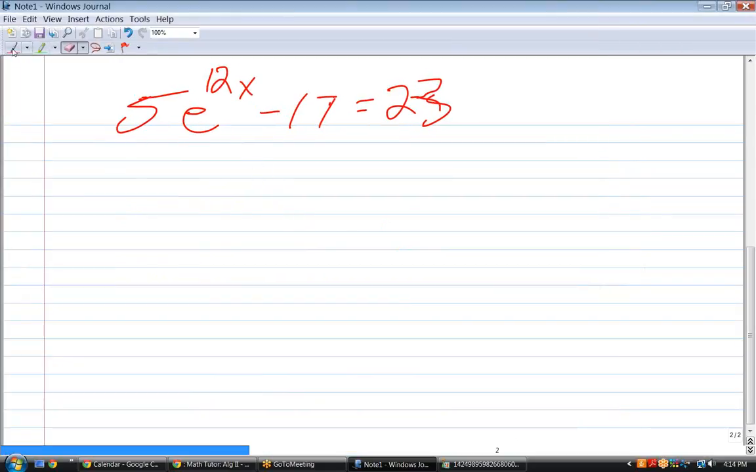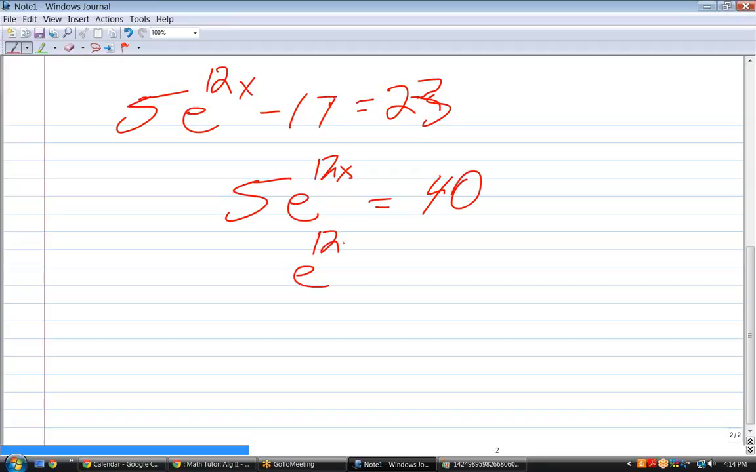So add 23 to both sides. Or, no, add 17 to both sides. So 5e^12x equals 40. Then divide both sides by 5.